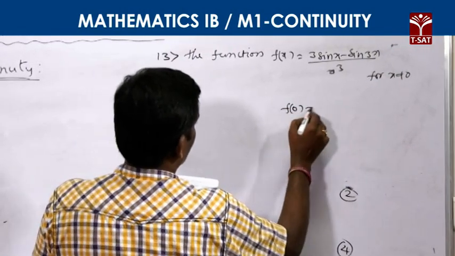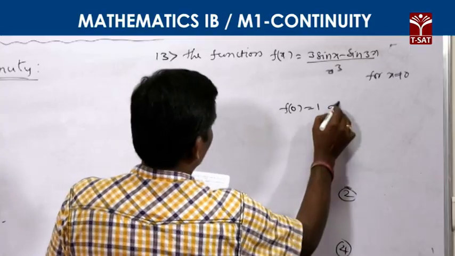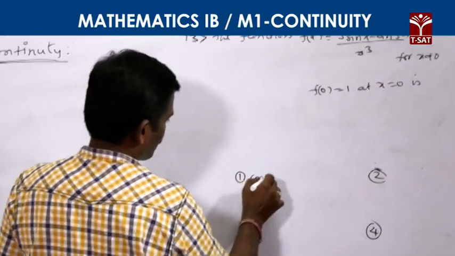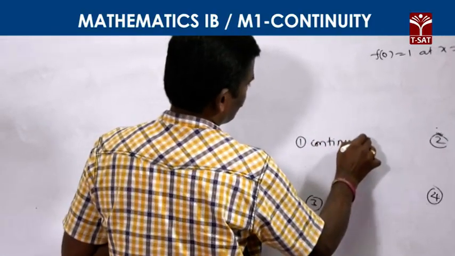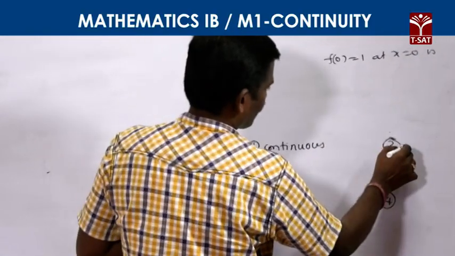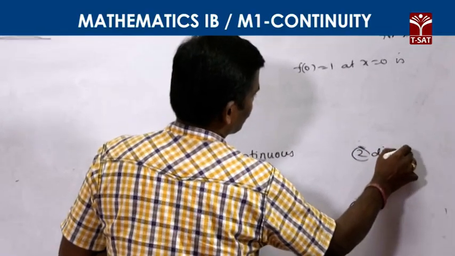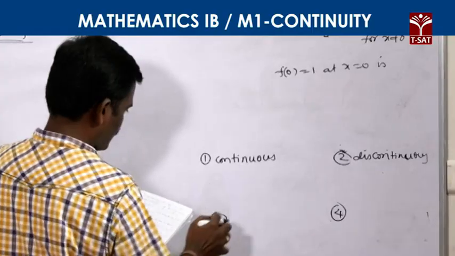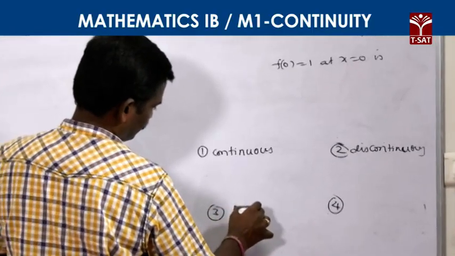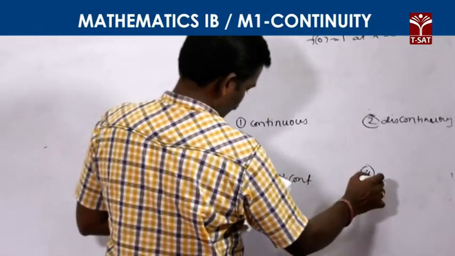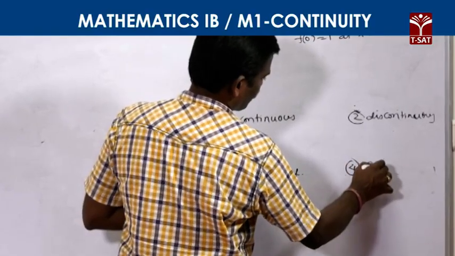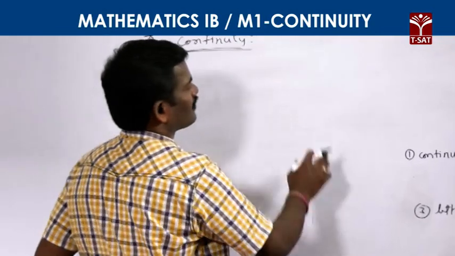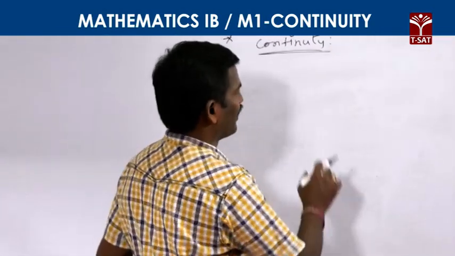f of 0 is given as 1 at x equals 0. The first option is continuous, the second is discontinuous, the third is left continuous, and the fourth is right continuous. For this function we need to check continuity.